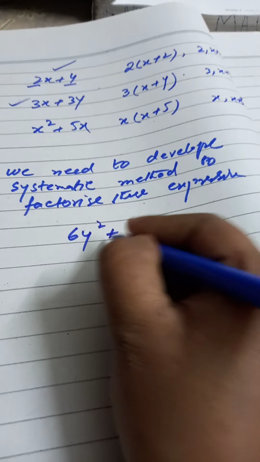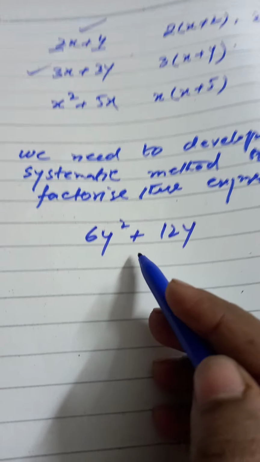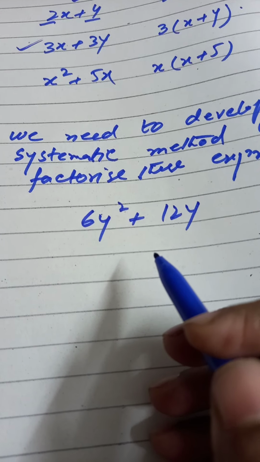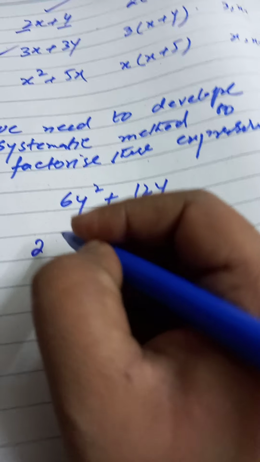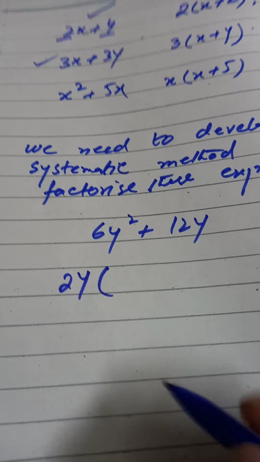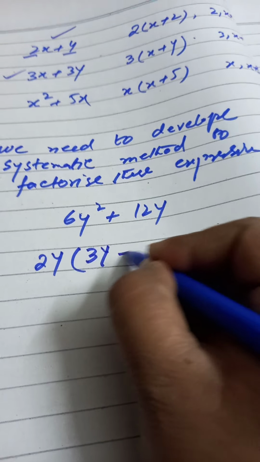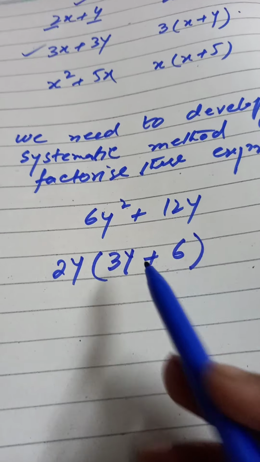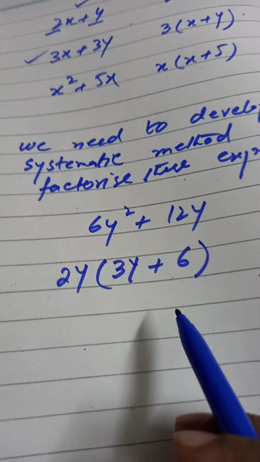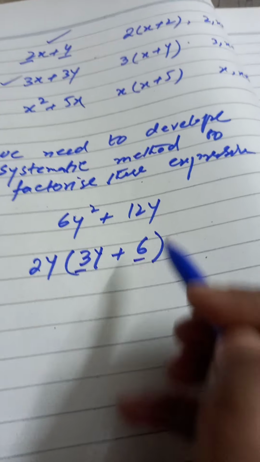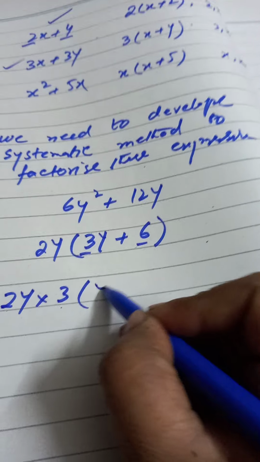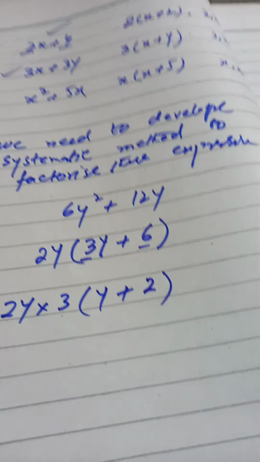In some cases we use one more method. For example, take the expression 6y square plus 12y. One very important thing: we will not stop with 2y. We take out 2y: 2 threes are 6, so 3y, plus 2 sixes are 12, so 3y plus 6. Now one more number comes out, because it is also common. This is 2y multiplied; if we take 3 outside again, y plus 2, since 3 ones are 3 and 3 twos are 6.